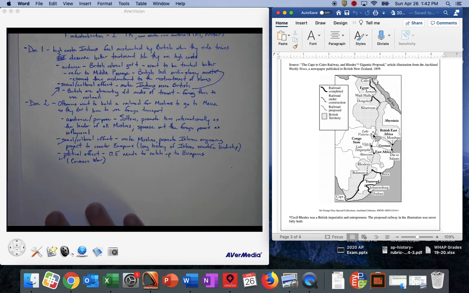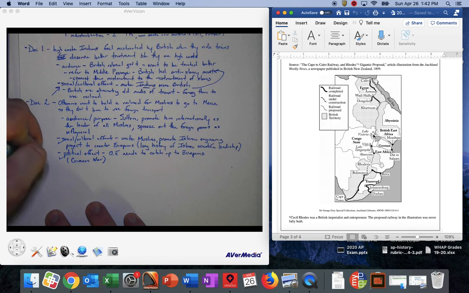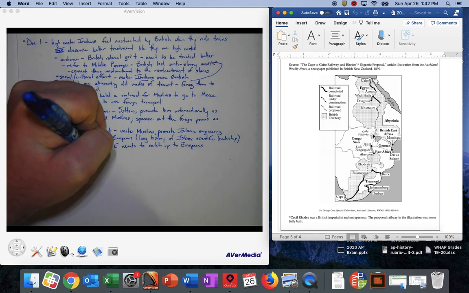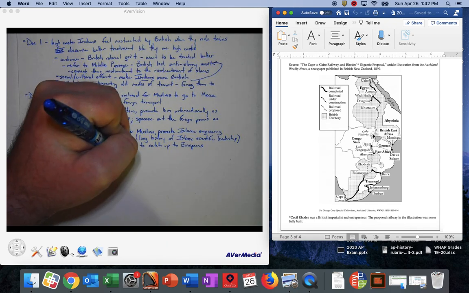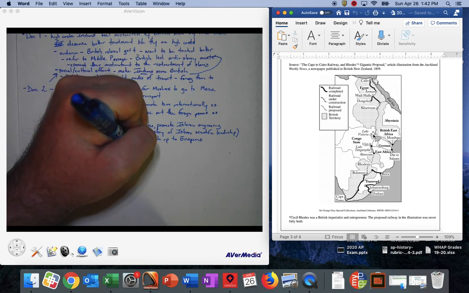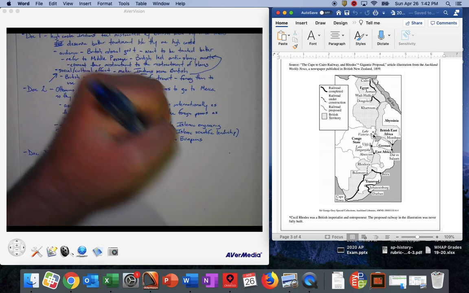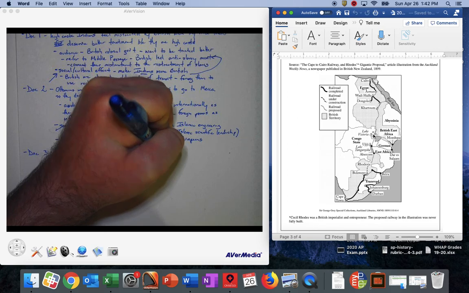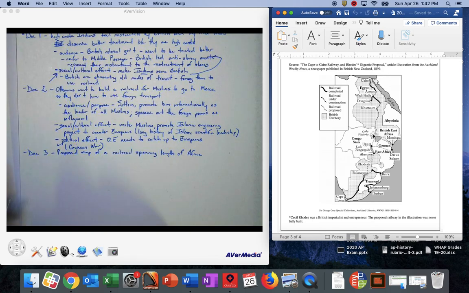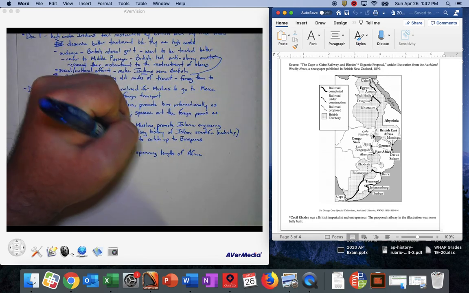So document 3, the main idea of document 3 is actually very simple, because we're just describing what we see. So document 3 is a proposed map of a railroad. I'm going to say railroad instead of railway because railway is hard to say. Spanning the entire length of Africa. And it is a British railroad.